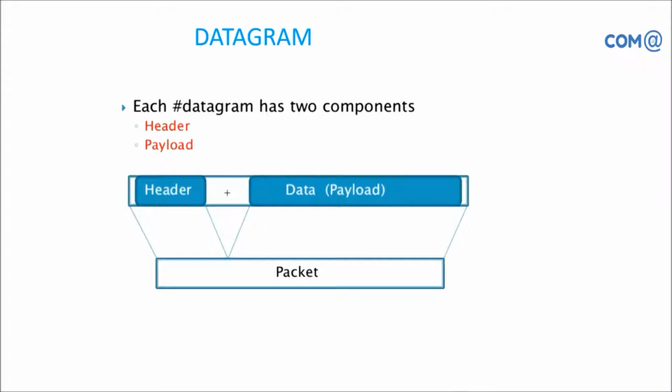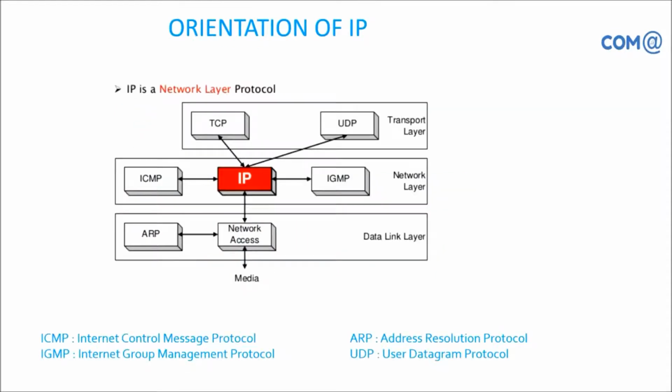Datagram. So what happens here is, whenever data is being shipped to the next layer, it gets added with header information. So data with header information, we call it a packet. So IP is a network layer protocol.